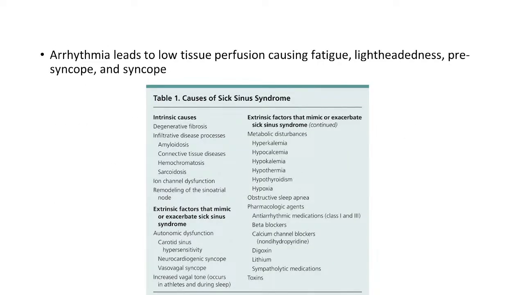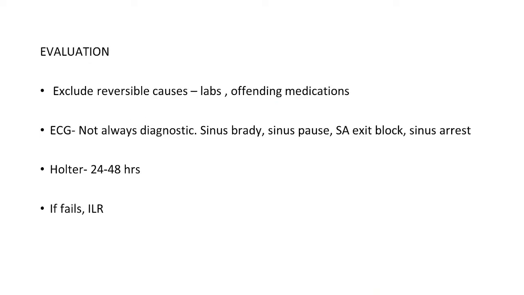First, always rule out electrolyte abnormalities like hyperkalemia and hypocalcemia. Then if everything is normal, evaluate for other causes, like infiltrative causes such as amyloidosis and sarcoidosis. It can also be a complication of drugs like beta blockers or CCBs. Again, exclude the reversible causes. ECG may have a constellation of findings. It may be sinus brady, sinus pause, or sinus arrest.